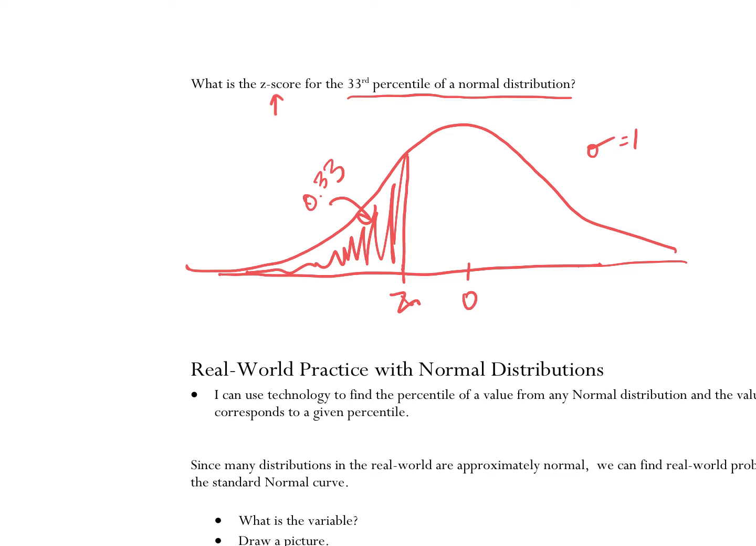And what kind of answer should we be getting here? Positive or negative? Negative, because it should be below the mean. Remember that z-score is the number of standard deviations above or below the mean. It's still where we are. And what are we getting? Negative 0.044.